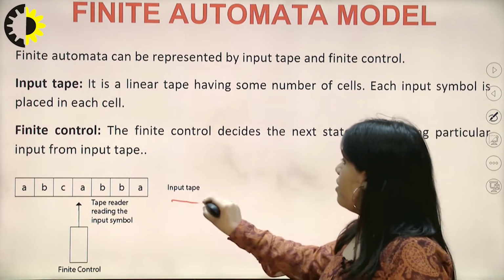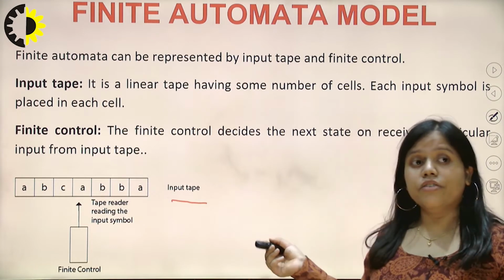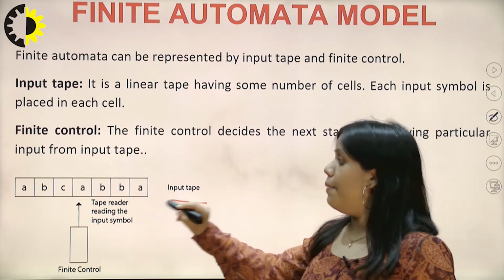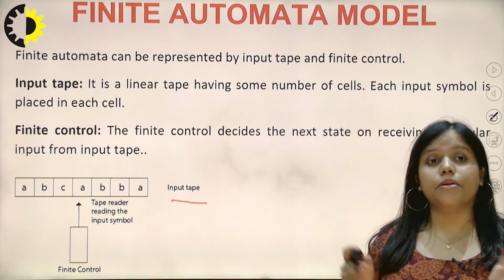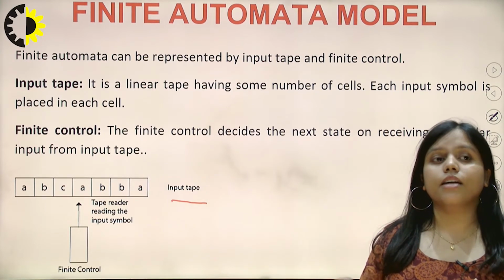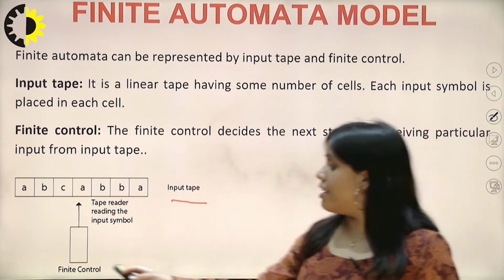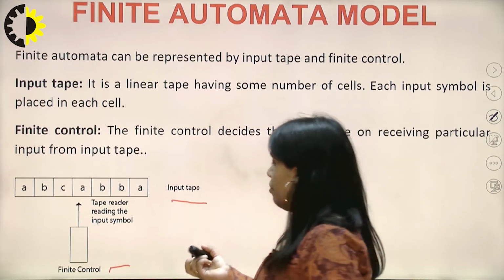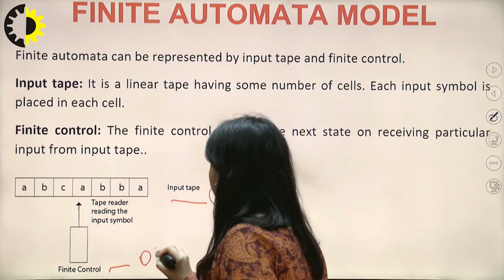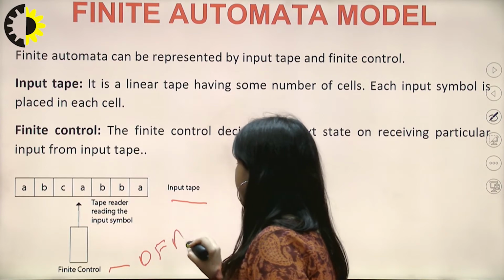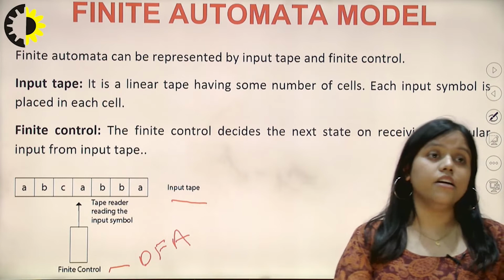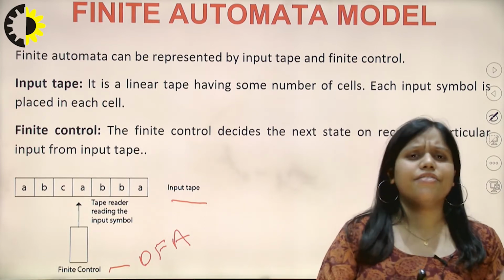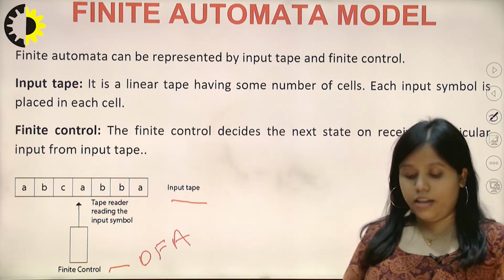Over here on this input tape, what do we see? A, B, C, A, B, B, A. This is the string that can be read. Now the tape reader reads the input symbol, and this is the finite control that comes from the DFA. Okay, so this is how the string is read by any finite automata. Okay, let's move further.